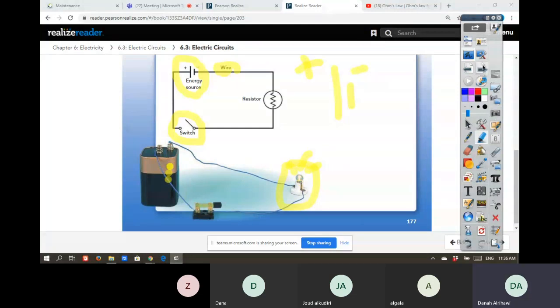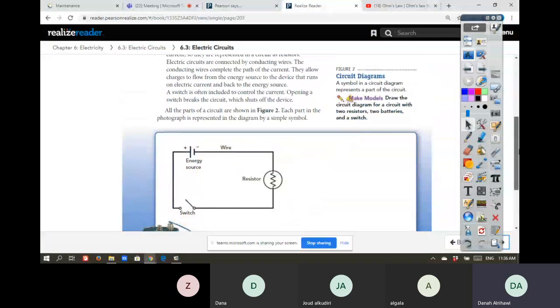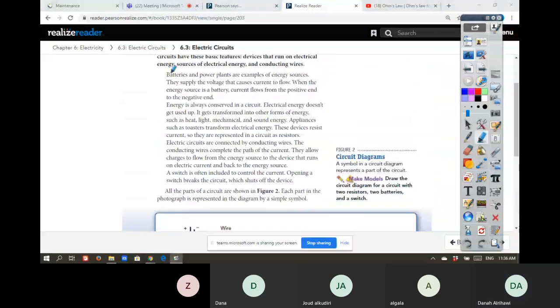So, what are the important things in the circuit? What is the circuit made of? Number one, the battery. Here, the example of the energy sources. I need the energy source that applies the voltage that causes current to flow. Without a battery, the current will not flow. From where will I get the electric charge? When the energy source is a battery, current flows from the positive to the negative end. From the positive, this is the current. We will learn that later, inshallah. So this is the first one. So number one is the energy source.